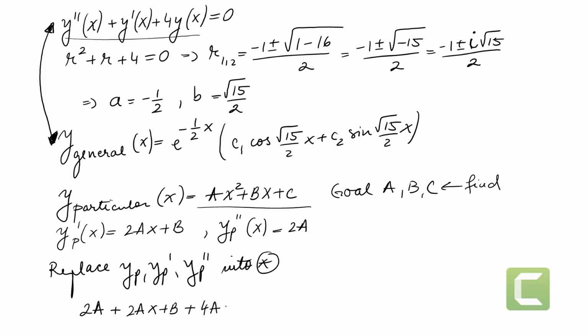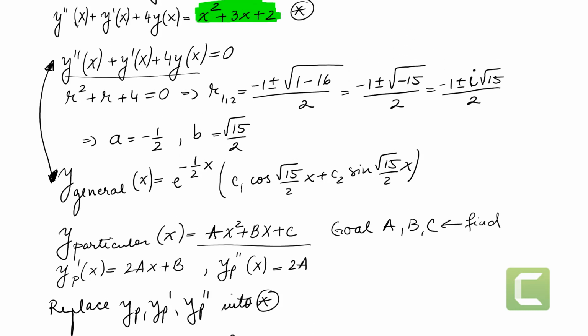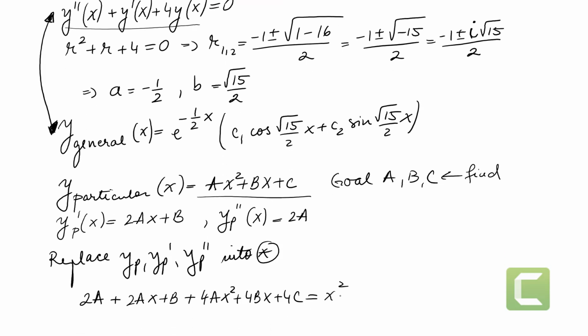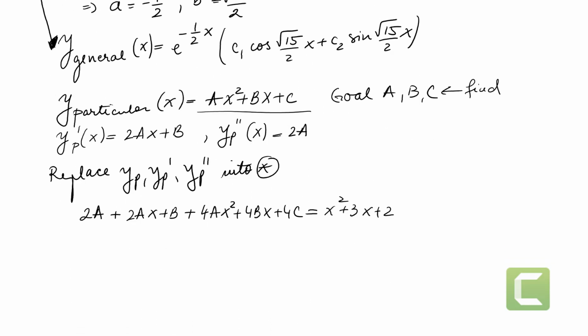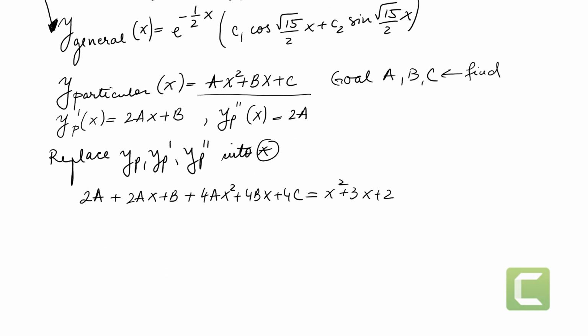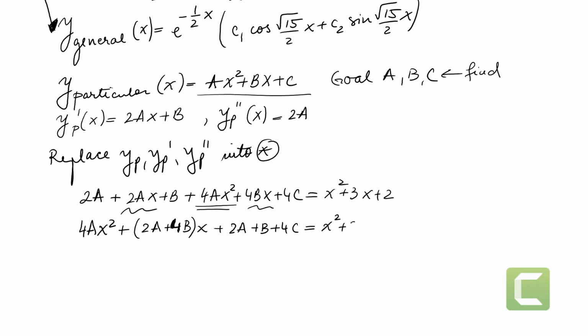So it's 4ax squared plus 4bx plus 4c, everything equal to the right hand side, x squared plus 3x plus 2. So now on the right hand side I have a quadratic, and on the left hand side I have a quadratic one. So I'm going to arrange them accordingly. So it's 4ax squared, I'm going to put this term first. I have terms in x, two of them, so plus 2a plus 4b times x, and then plus 2a plus b plus 4c. So we rewrote the left hand side as a quadratic, and on the right hand side x squared plus 3x plus 2.